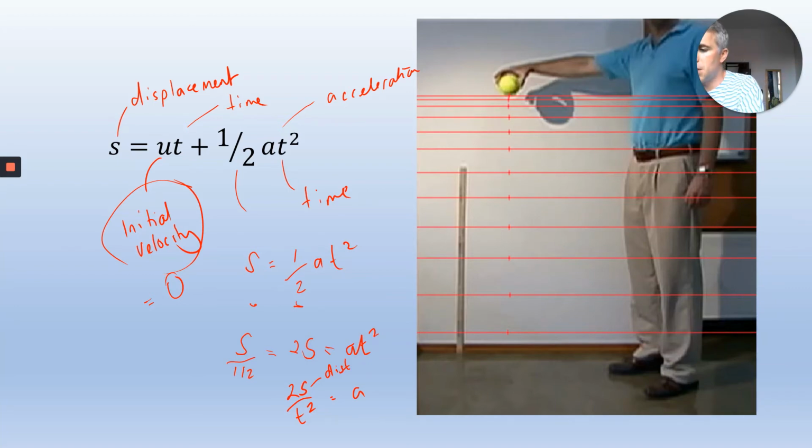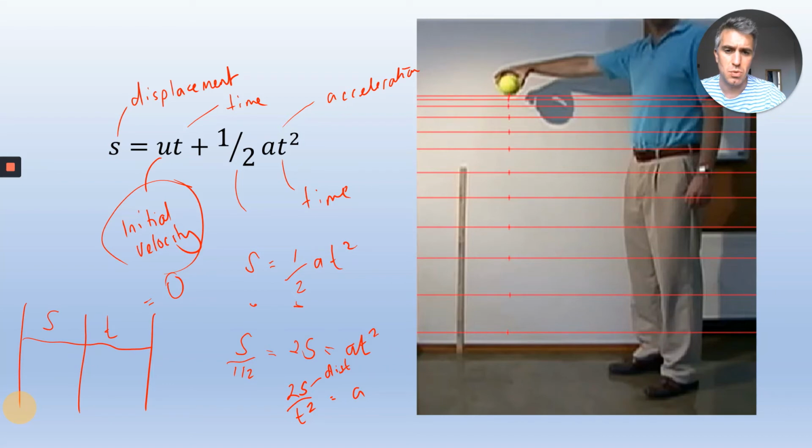measurements. So what you need to do is record your distance in a table, and record the time in a table. And then once you've done that a few times, you can put those values into the equation and get a value for A.